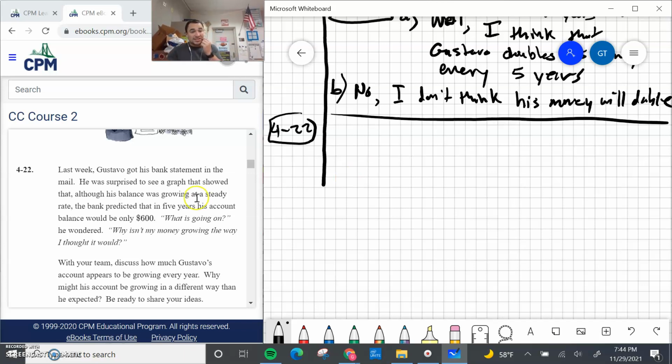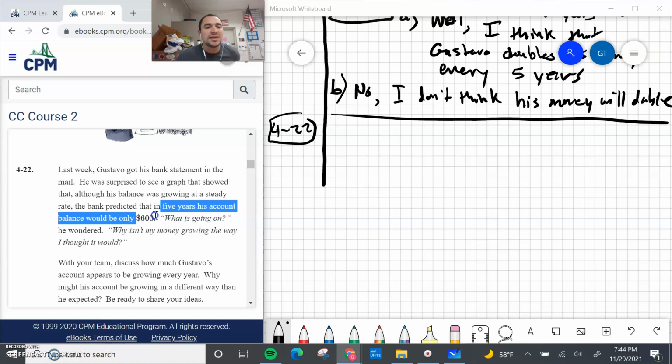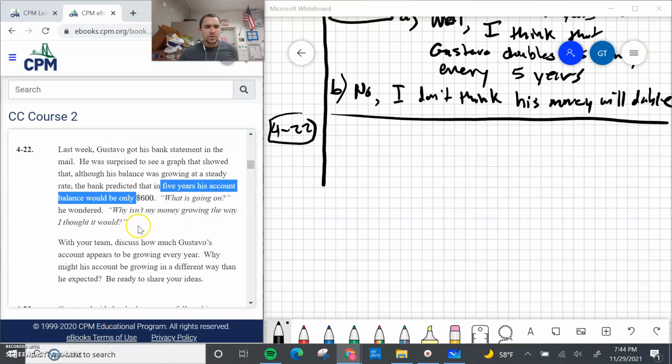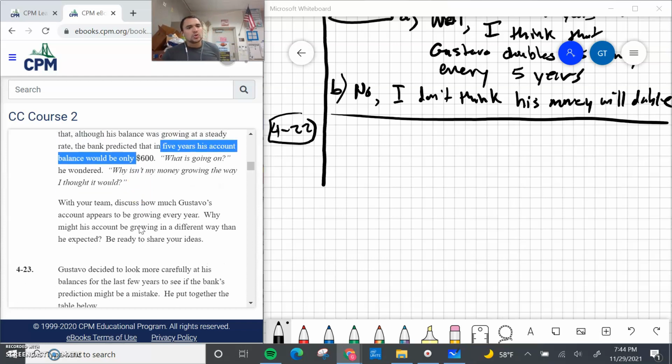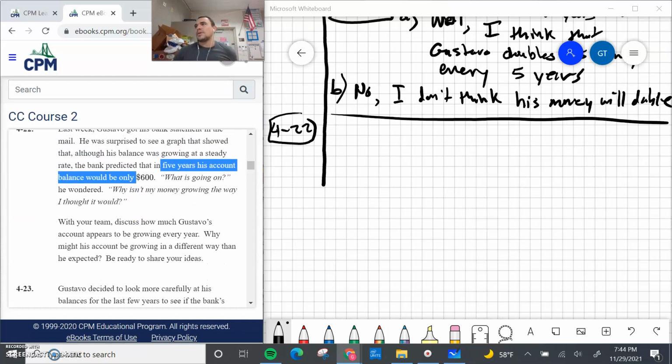So last week Gustavo got his bank statement, and he was surprised to see a graph that showed that although his balance was growing, the bank predicted that in 5 years, his account would only be $600. What is going on? Why is my money not growing the way that I thought it would? Well, why might his account be growing in a different way than he expected?